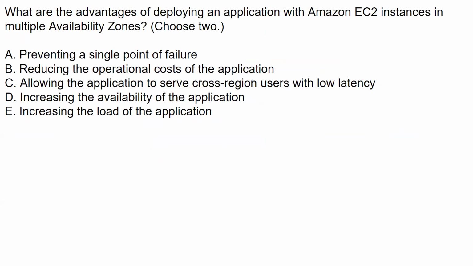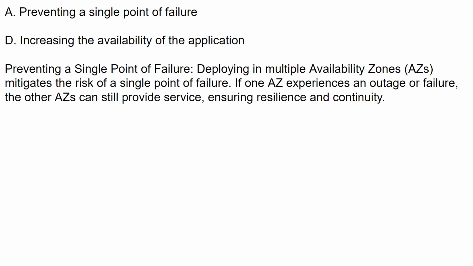Okay. What are the advantages of deploying an application with EC2 instances and multiple availability zones? Choose two. Preventing a single point of failure, reducing the operational costs of the application, allowing the application to serve cross-region users with a low latency, increasing the availability of the application, increasing the load of the application. Preventing a single point of failure, increasing the availability of the application.